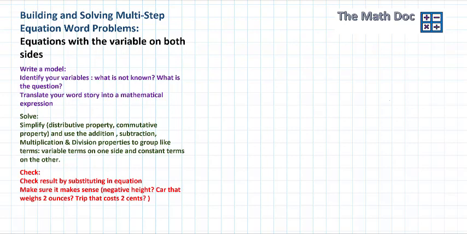We're still focusing on multi-step equation solutions, and in particular we're going to be looking at equations that have variables on both sides of the equation. So we're looking at equations where one side is equal to the other, and on both sides we'll have our variables. So the variable shows up on both sides.